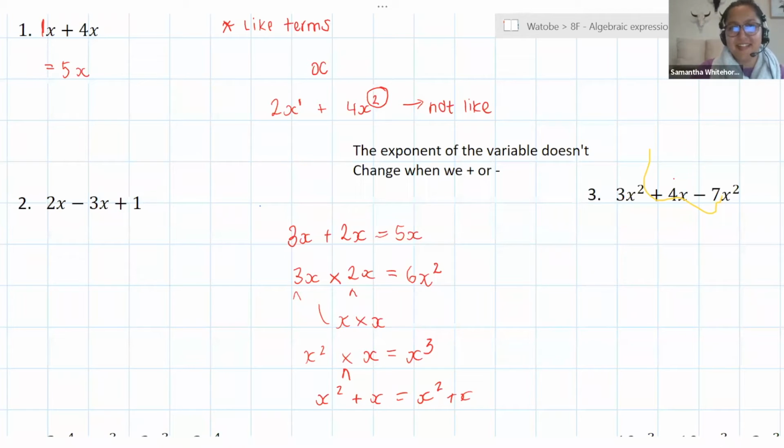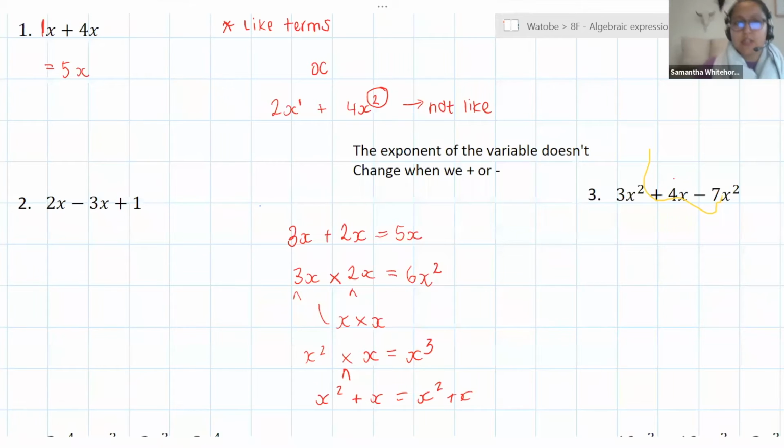Hello. Hi. Okay, so I'm a bit confused by question 2. Okay, cool. So the 2x minus 3x plus 1. Yes. Okay, cool. So we're going to have a look at it together now. Can we do it together? And then if you're still confused, you can ask me a question. Yeah, sure. Awesome. Okay, cool.